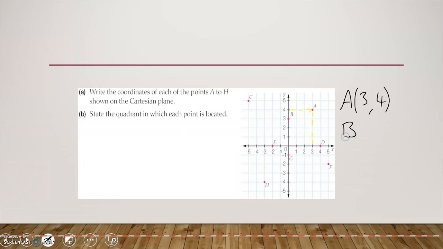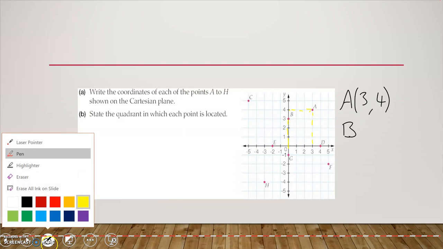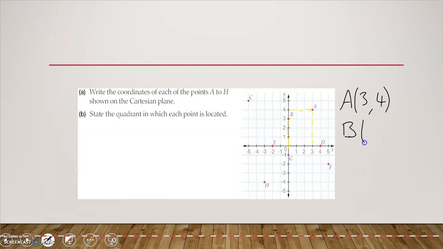We can then have a look at B. Now B is sitting on the y-axis. So that means that my x coordinate, if I go down to the x-axis, is 0. And because it's sitting on the y-axis, it tells me straight away what my y value is. So my x value is 0 and my y value is 3. So the ordered pair is 0, 3.